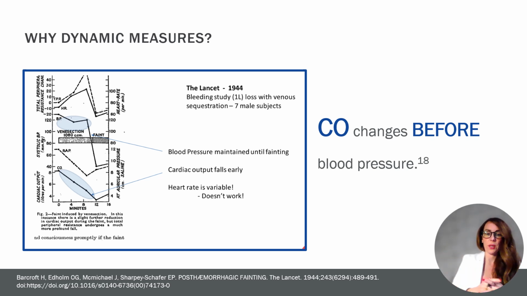Normal is 4 to 8. A lot of units prefer to look at cardiac index because it's more patient specific. It's your normal divided by your body surface area. So a normal cardiac output is 2.5 to 4.